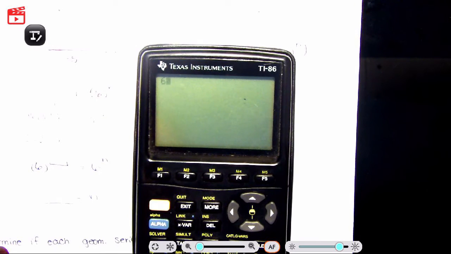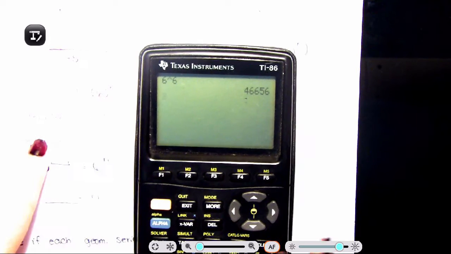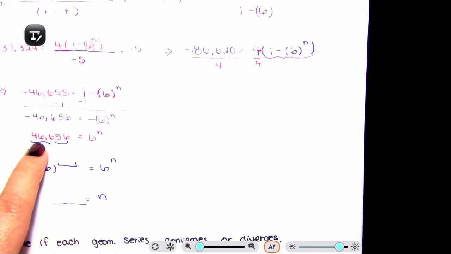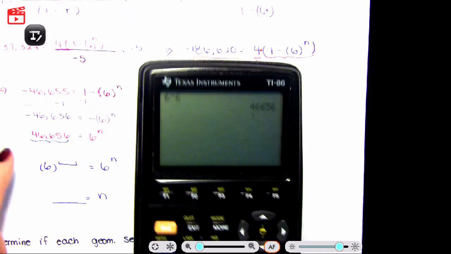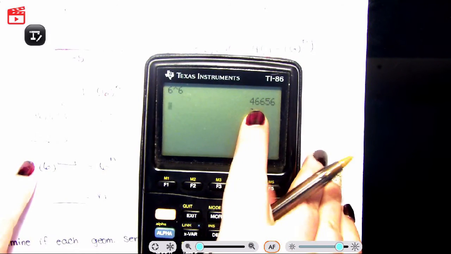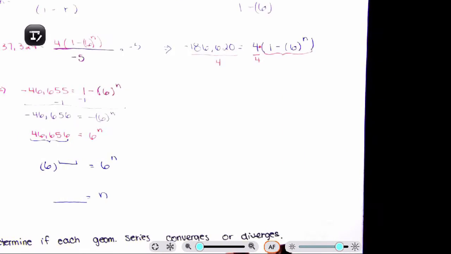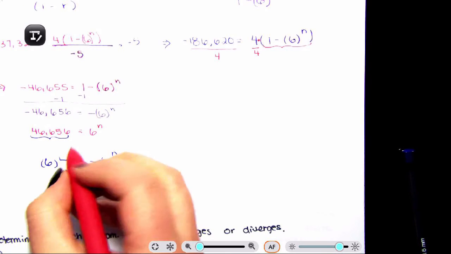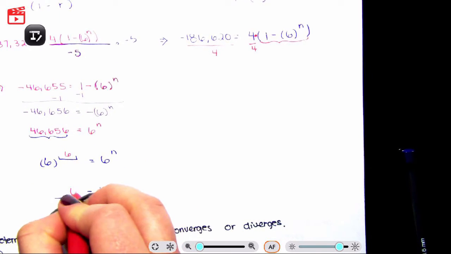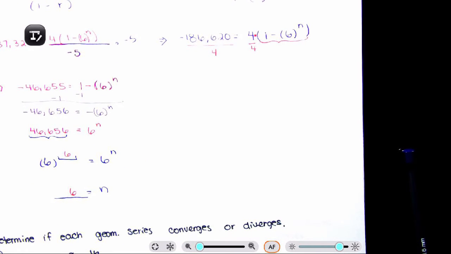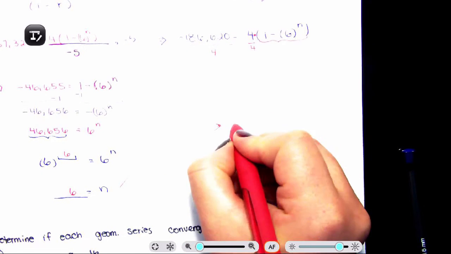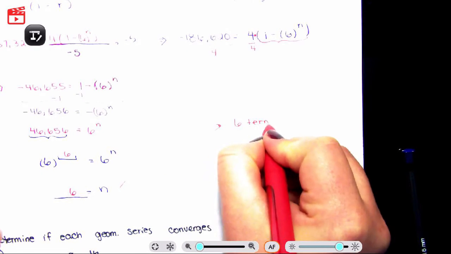So I'm going to say 6 to some power. What that power is, I don't know. Let's try 6. And you guys, I promise I did not plan this, but apparently the answer is 6. So I need 46,656, and I have 46,656. Totally didn't plan this. So let's see. That means I have an exponent of 6. That means n is 6. So to determine the quantity of terms, our final answer is 6 terms.